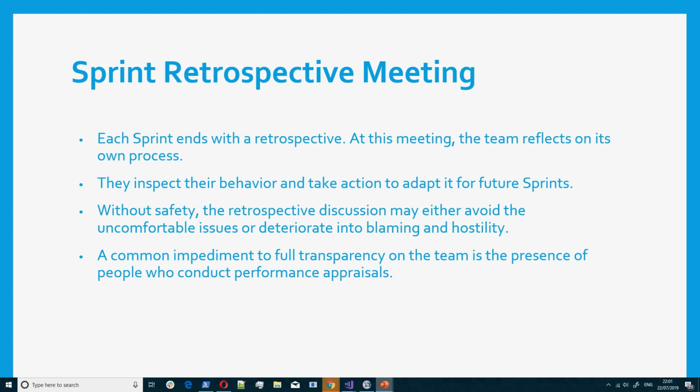And also it's very, very important that this particular meeting is not taken personal or confrontational, so that issues will not lead into blaming or hostility. Also everyone should be encouraged to be transparent and to bring everything on the table, for the good of the team, so that the team can improve on their process.